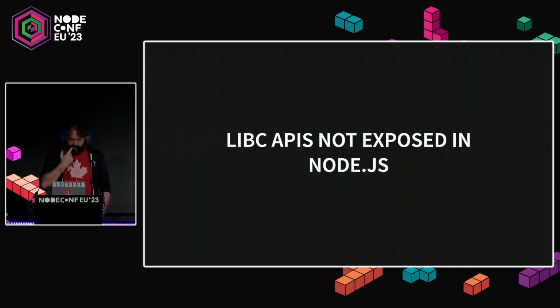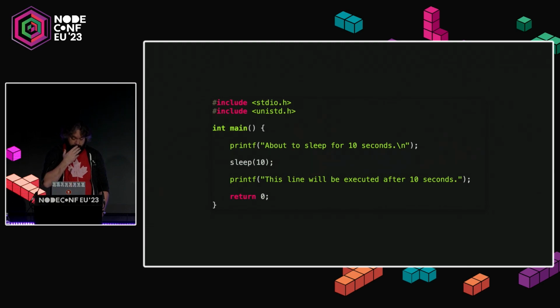Another interesting one is things like libc APIs or system calls that are not exposed in Node.js. Of course, Node.js exposes a lot. We have a lot of the system access we could ever want, but some is not there. So for an example of that, sleep.